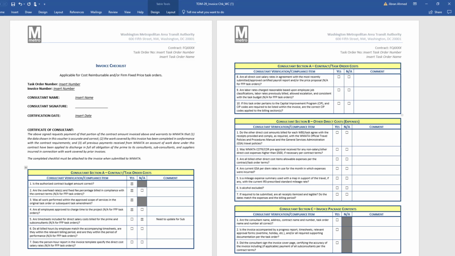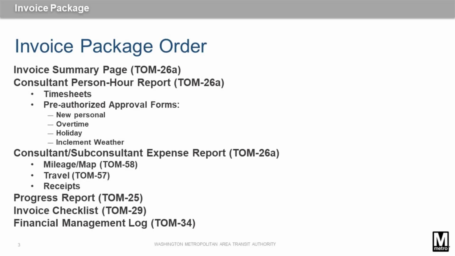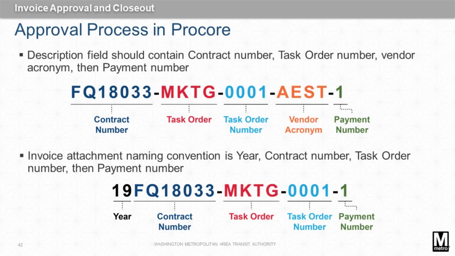This checklist is a common resource for consultants of all levels, as well as WMATA reviewers and approvers in the Procore workflow. As a final review, consolidate all required documents in the proper order. Adobe PDF or similar software can be used to combine all documents into one file. Save the PDF with the following naming convention: year, contract number, task order number, then the payment number.